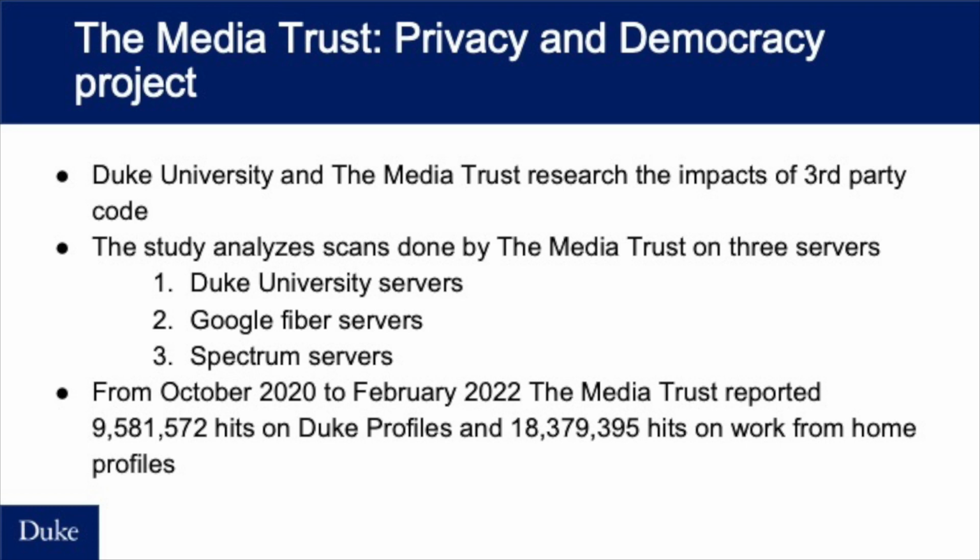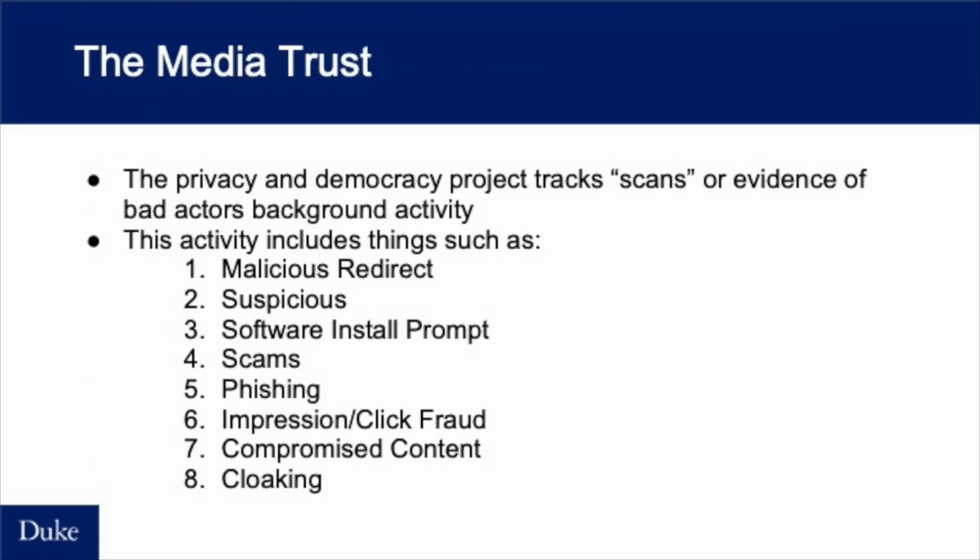From October 2020 to February 2022, the Media Trust has reported 9,581,000 hits on Duke profiles and around 18,379,000 hits on the work from home profiles, which include Google Fiber servers and Spectrum servers. The name of this project is the Privacy and Democracy Project, and it tracks scans or evidence of bad actors acting in the background.